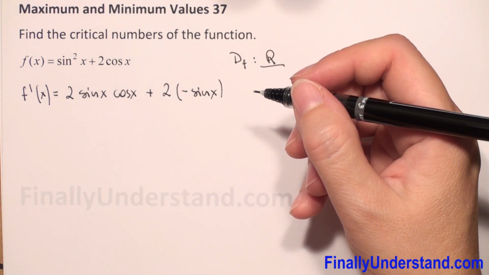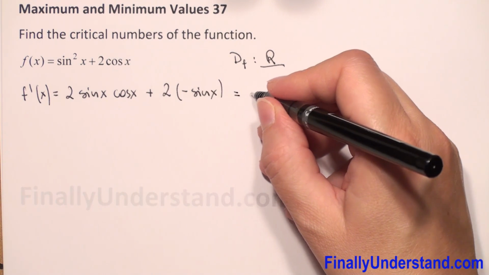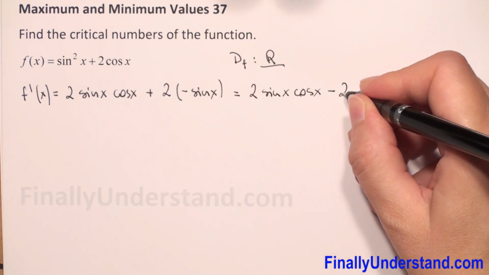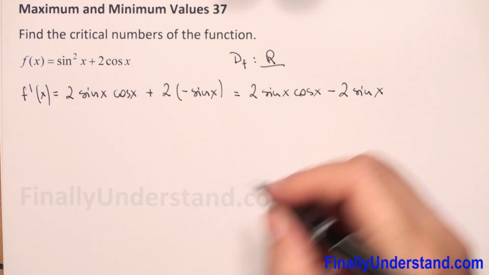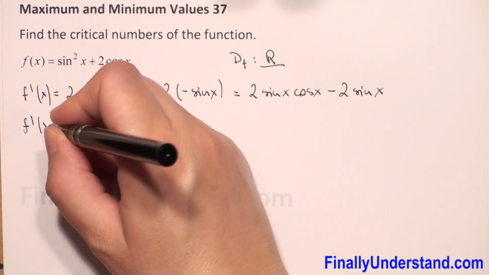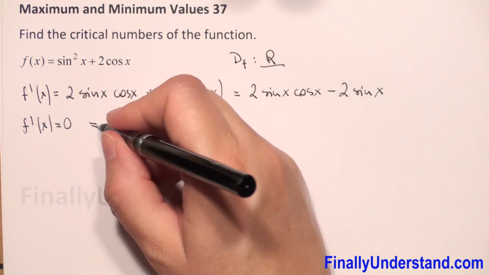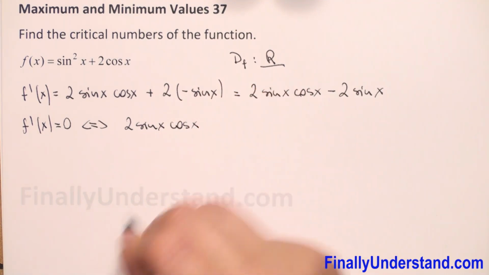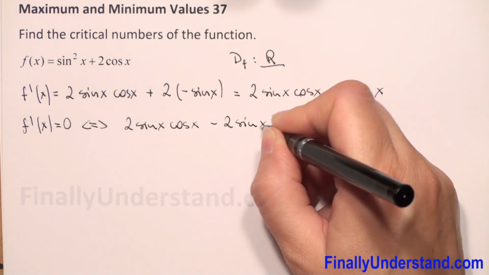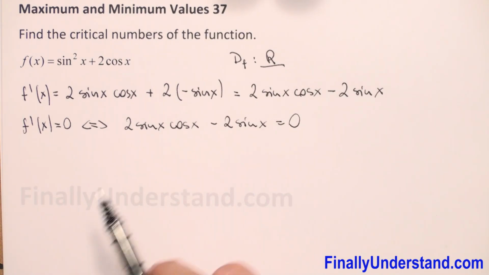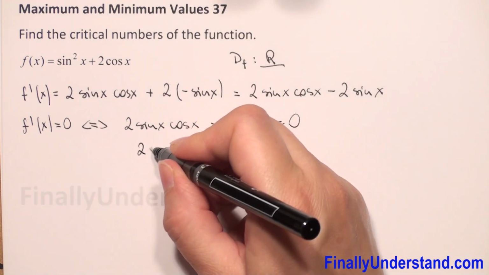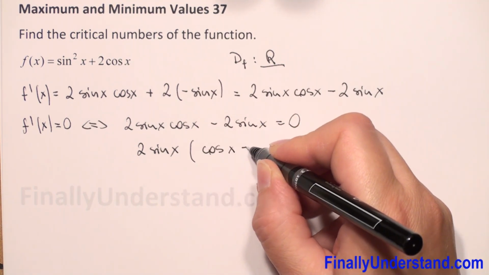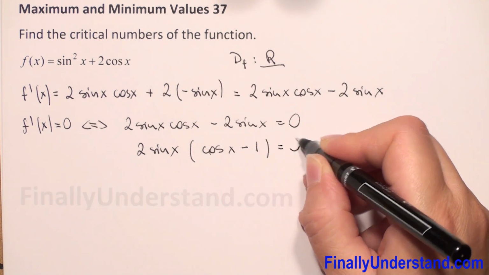So we can rewrite this. This is equal to 2 sine x cosine x minus 2 sine x. Now we have to set our first derivative equal to 0. This holds if and only if 2 sine x cosine x minus 2 sine x equals 0. So we can factor out 2 sine x. In parentheses we will have cosine x minus 1 equals 0.